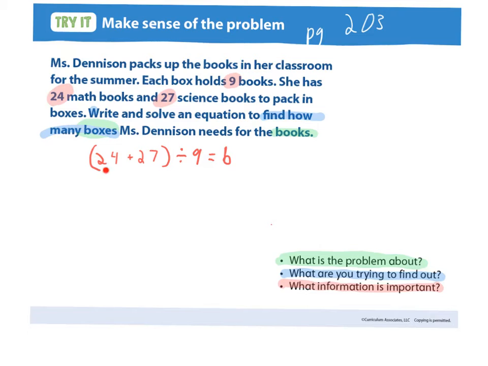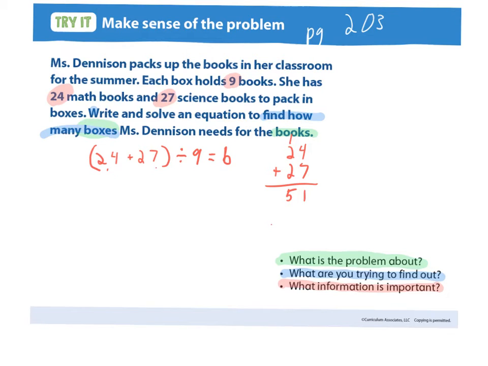So, another way we can model this, if we wanted to show this, is we could draw this out. There's going to be 24 and 27 books. So how many books does she have total? We can solve this really quick. 24 plus 27. 4 plus 7. Think of your answer. 4 plus 7. 1, 2, 3. 1 plus 2 plus 2. Think of your answer. 1, 2, 3.